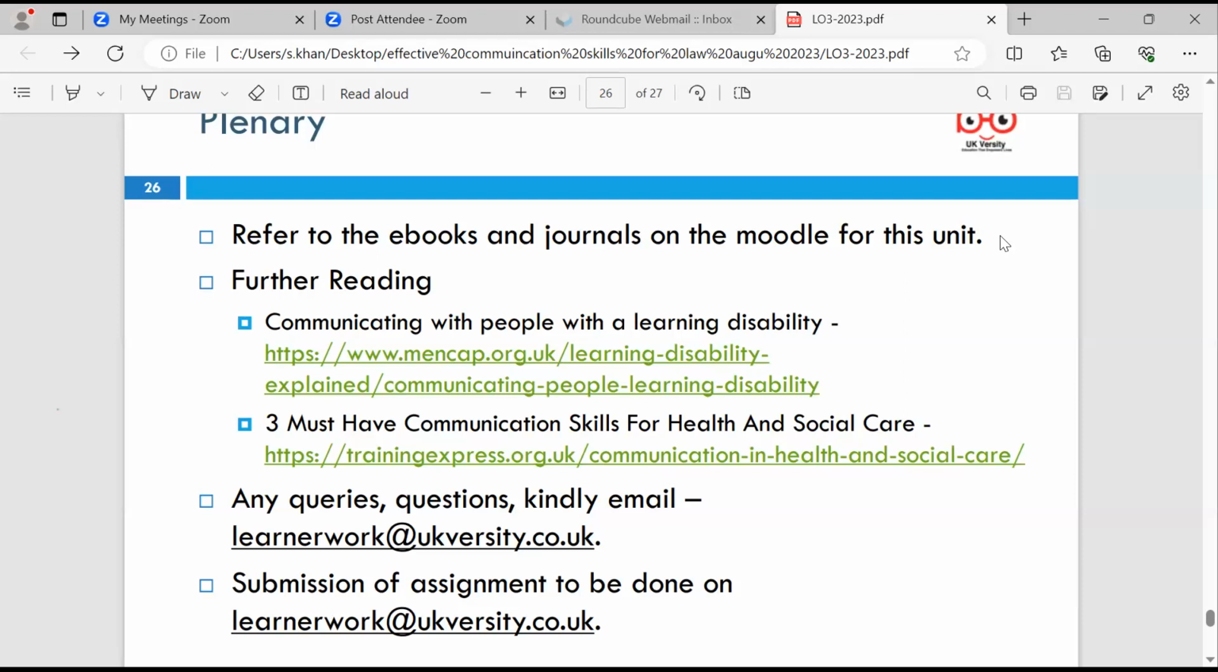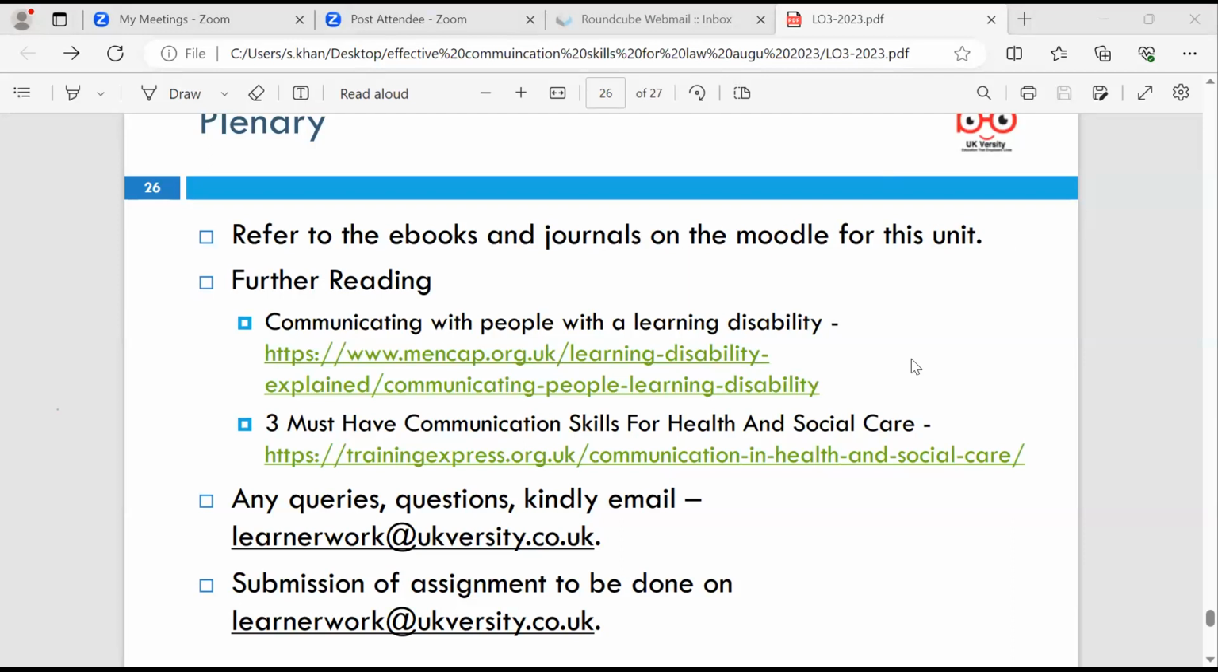Please, how do we go to Moodle? Because I don't get it. What do you mean, how do you go to Moodle? Where do we go to read all this if I want to read? It's on the module that you're doing, effective communication in health and social care, so you can just search for it.